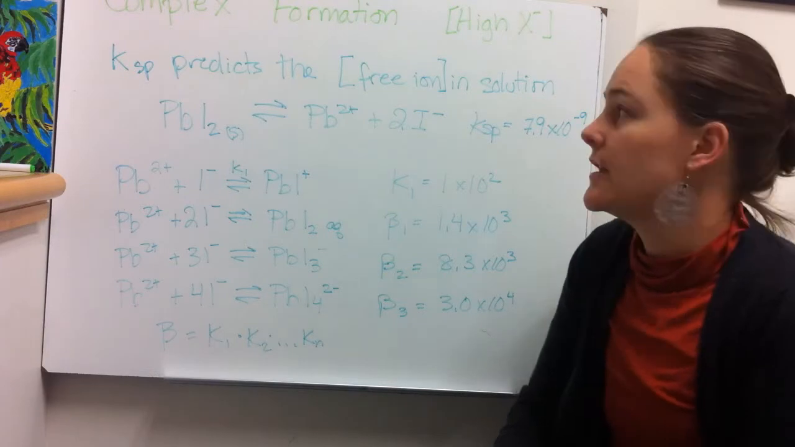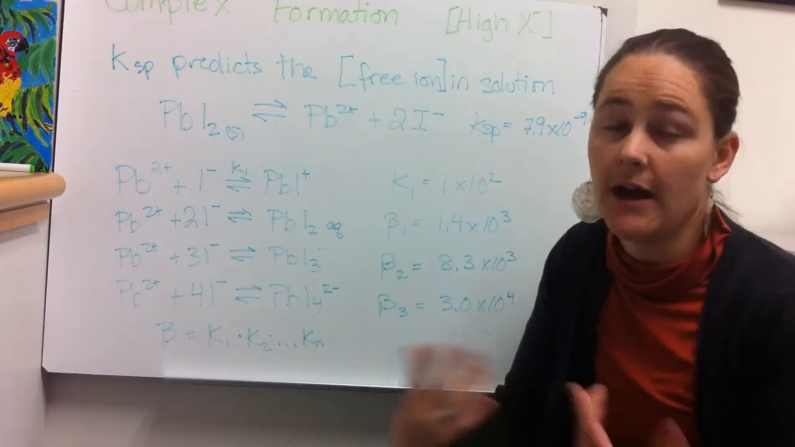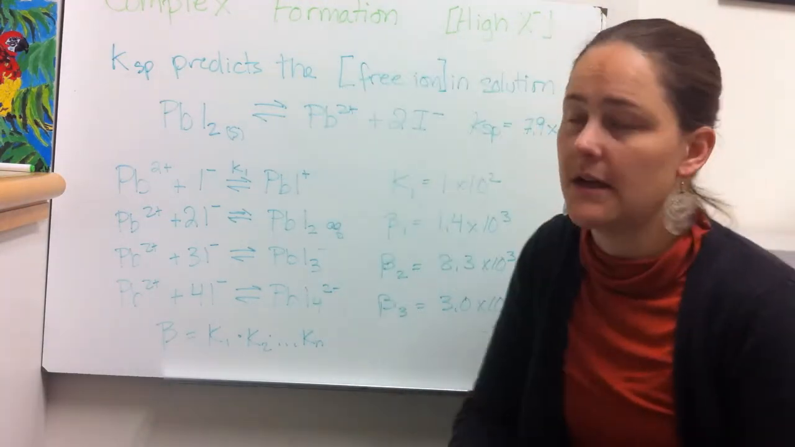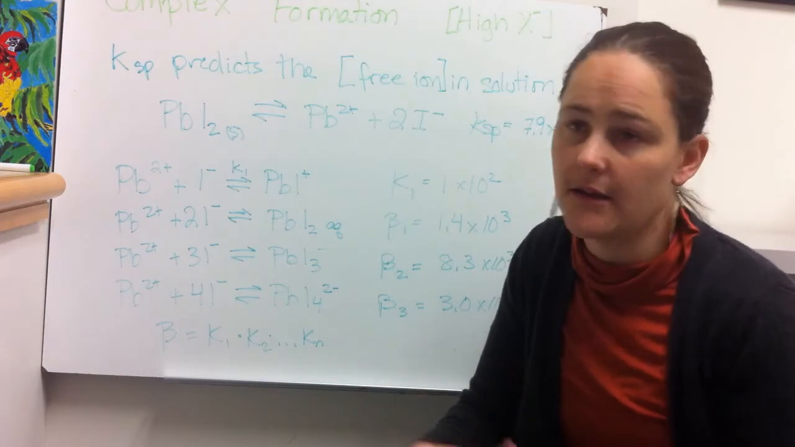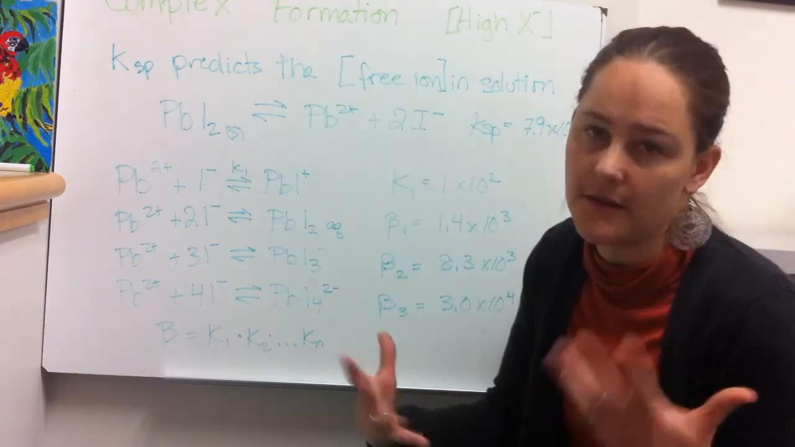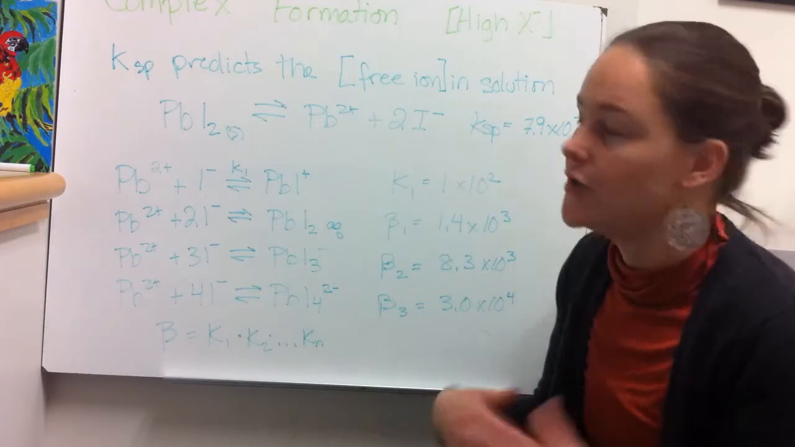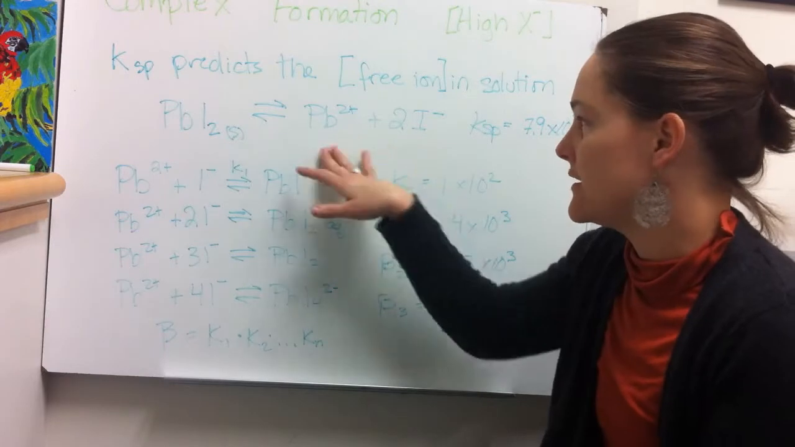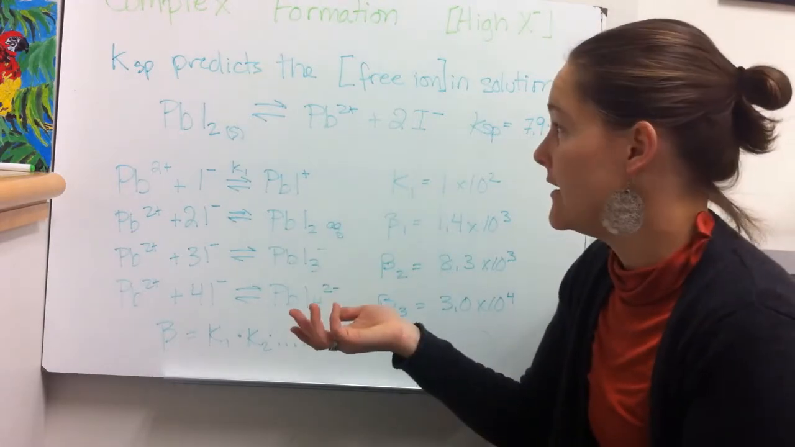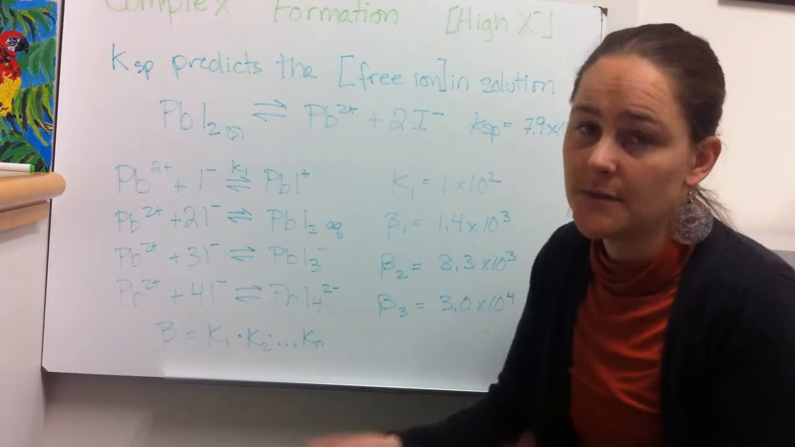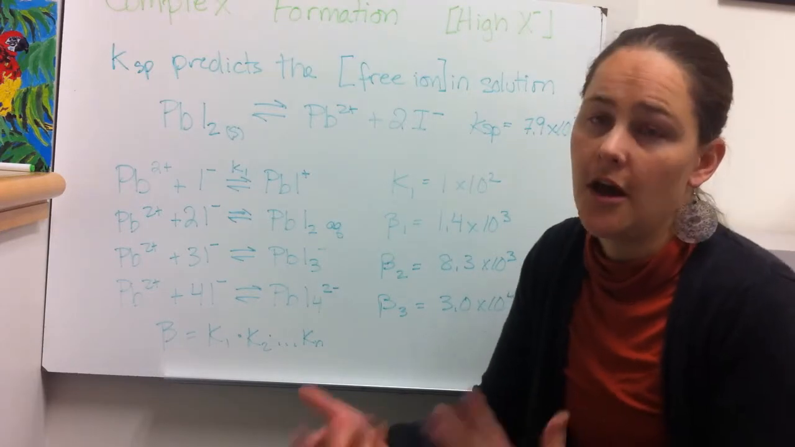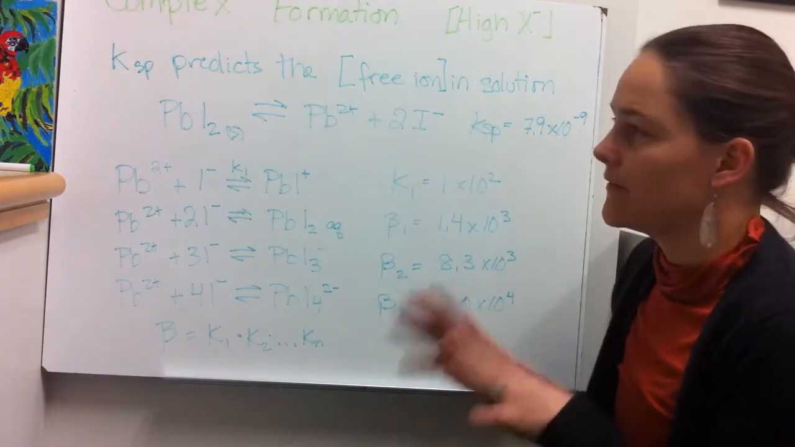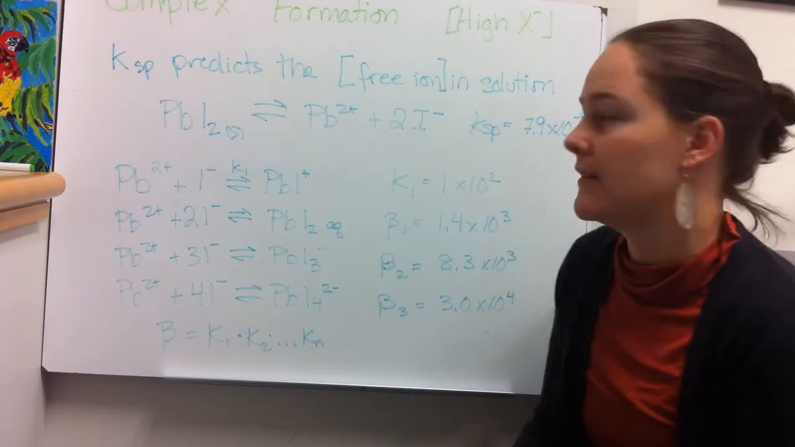There's also such a thing as complex formation, and this is when you have a high concentration of the common ion, the anion in solution. It could be the cation too, but basically it's when you have high concentrations of one of the things that this is going to dissolve into in solution already. And so the KSP is predicting the concentration of the free ion in solution, which starts to break down when you have a lot of one of the common ions in the solution already.